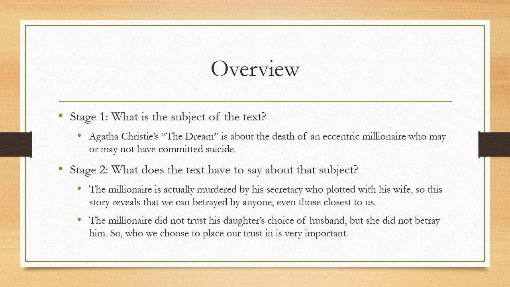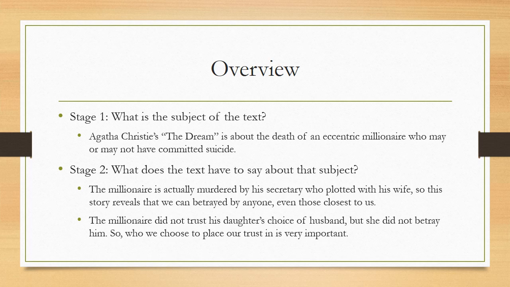Okay, so stage 2 is, what does the text have to say about that subject? What stance does it take? The millionaire is actually murdered by his secretary who plotted with his wife. So this story reveals that we can be betrayed by anyone, even those closest to us. That's a theme or an idea. It's not just a subject, it's telling us a little more. It's a proposition. The millionaire did not trust his daughter's choice of husband, but she did not betray him. So who we choose to place our trust in is very important. That's a message the story conveys at the end, because we can tell that the daughter is of good character.